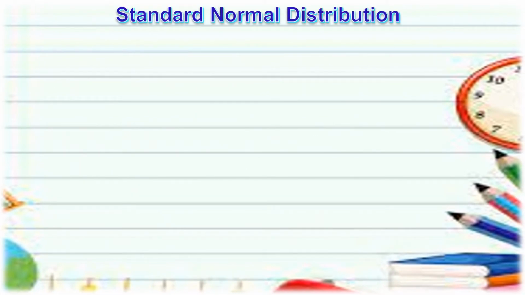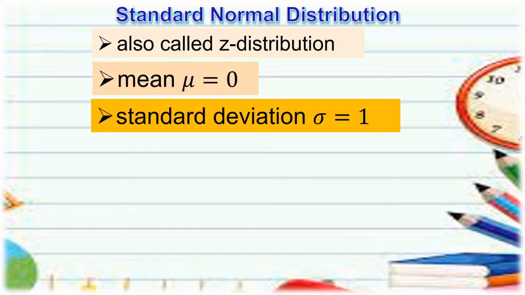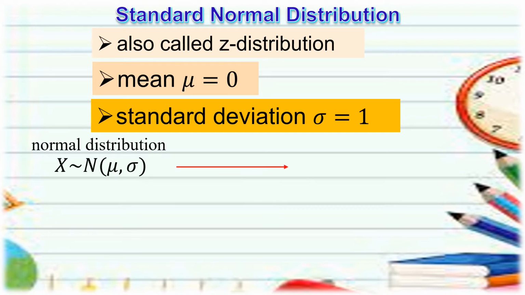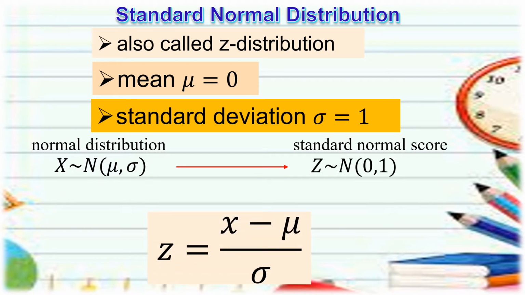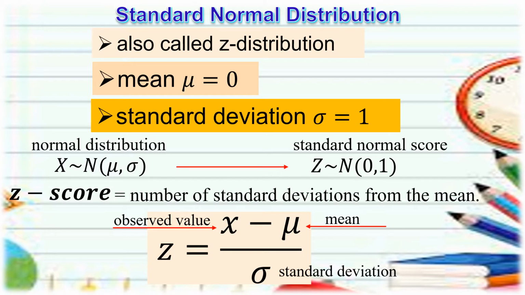Now let us talk about the standard normal distribution. It is also called the z distribution, and its mean, mu, is equal to 0, and its standard deviation, sigma, is equal to 1. From a normal distribution score x, we shall convert it to a standard normal score z. To do so, we are going to use the formula z is equal to x minus mu over sigma, where x is the observed value, mu is the mean, and sigma is the standard deviation. So the z score is equal to the number of standard deviations from the mean.